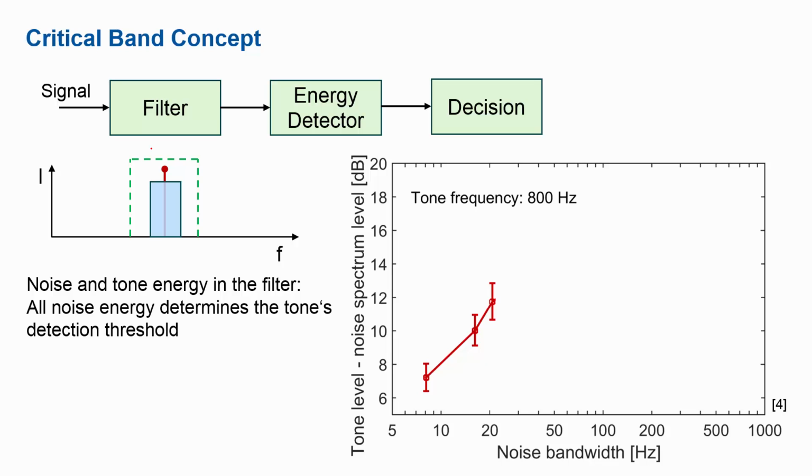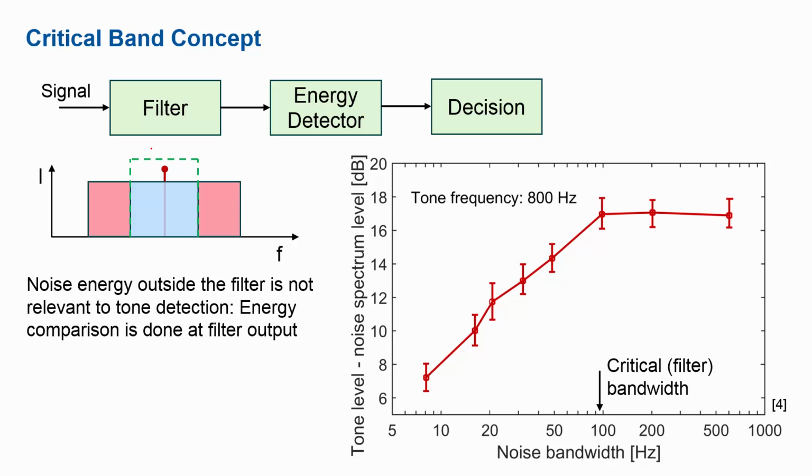Now, if we raise the bandwidth of the noise, we have to also raise the tone. And you see this is a nice linear increase up to a certain bandwidth. And if you increase the bandwidth of the noise further, then the energy outside that filter does not contribute anymore to the masking of the tone. And this is the critical band. This is the idea of the critical band filter.